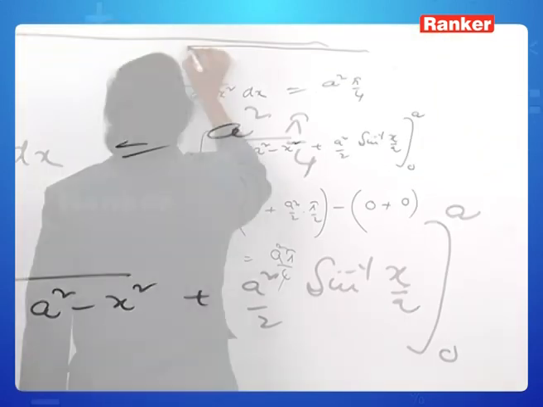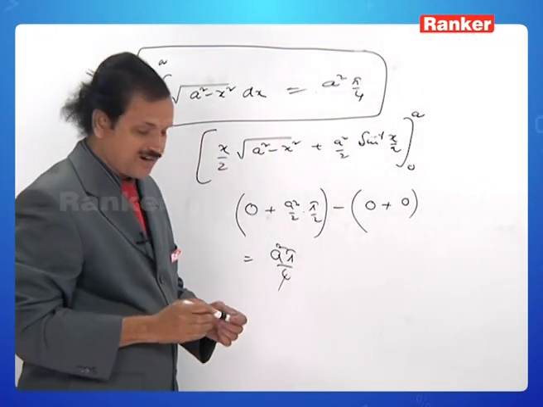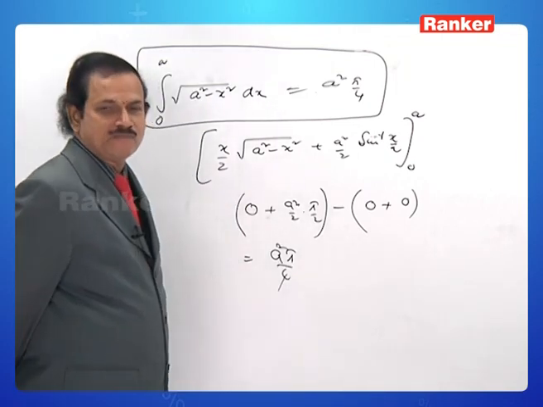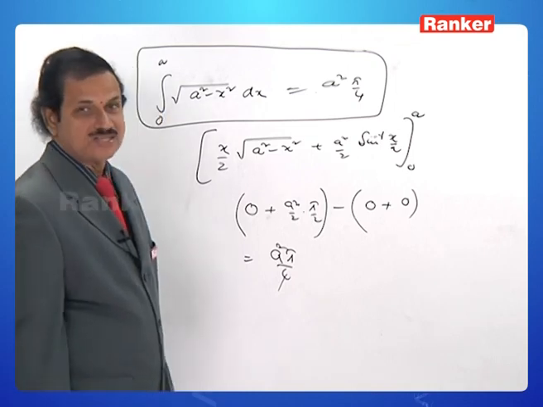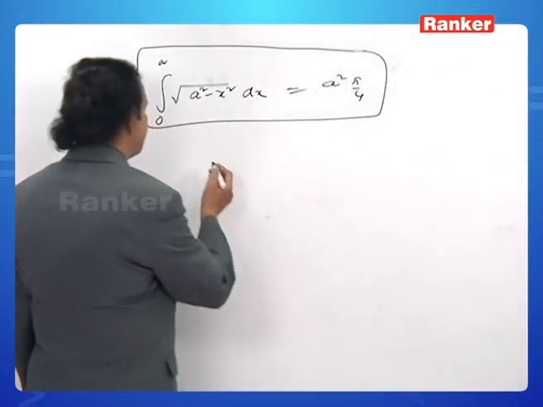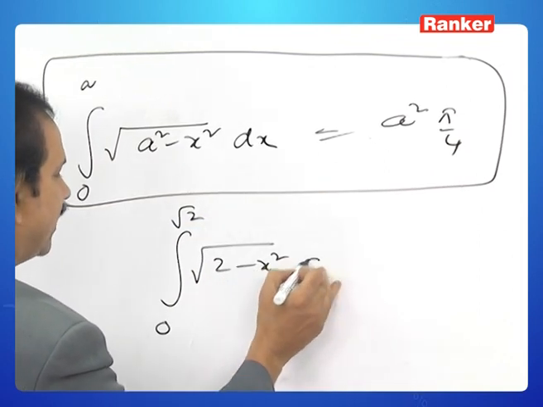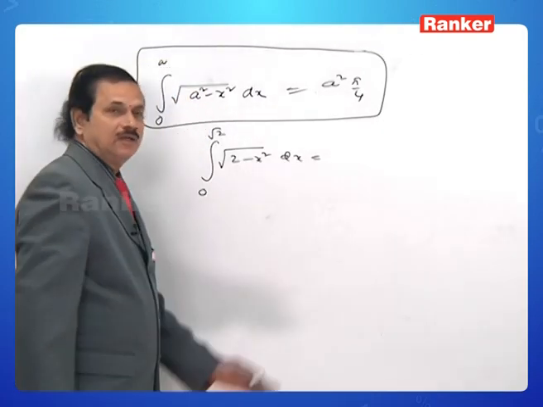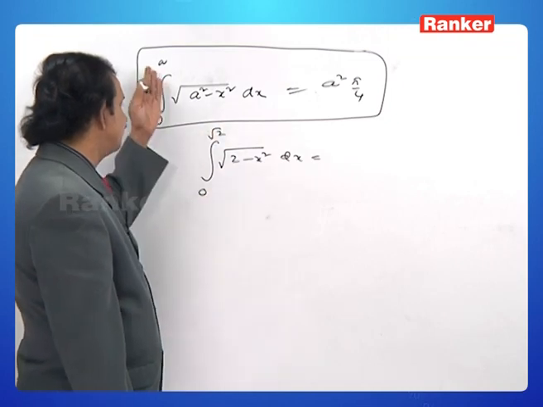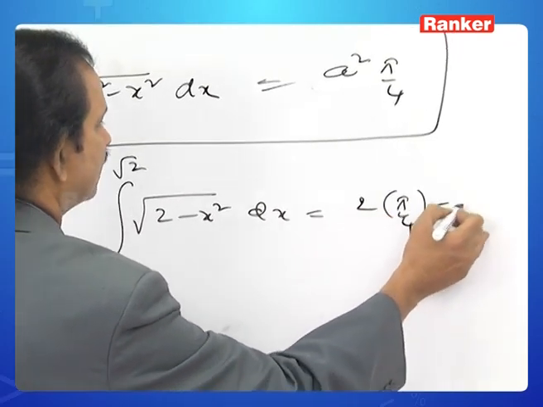And this standard problem will now become a standard result or a standard formula. As and when you look at integral 0 to a root of a square minus x square dx, it is just nothing but a square pi by 4. Look at this. Come on, tell me. Integral 0 to root 2 of square root of 2 minus x square dx. Is this problem in this standard form or not? In the place of a square we have 2, in the place of a we have root 2, hence the answer is a square pi by 4. So the answer is pi by 2.